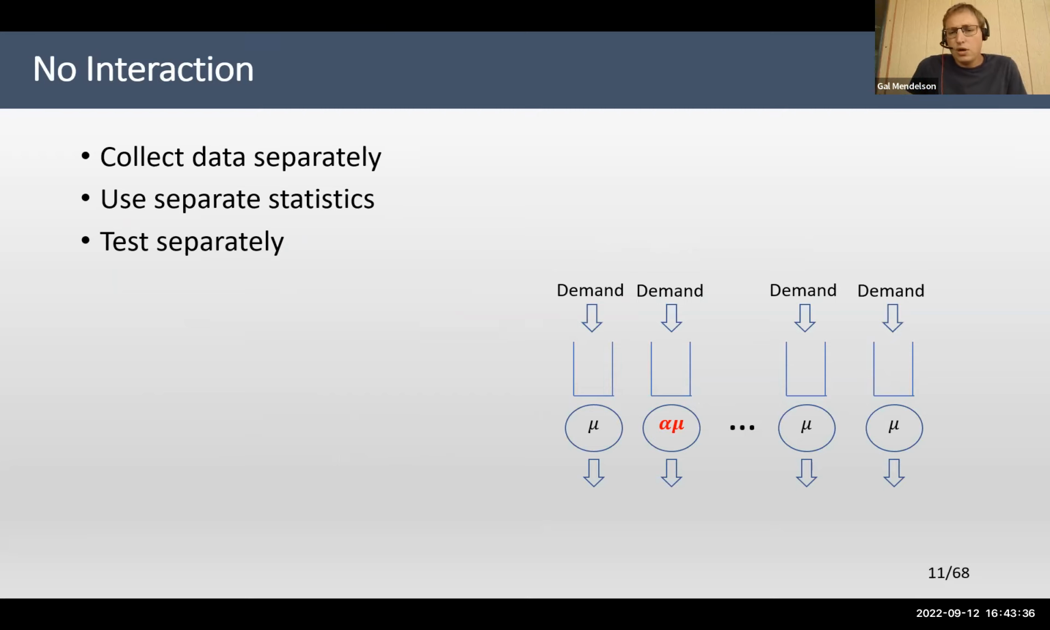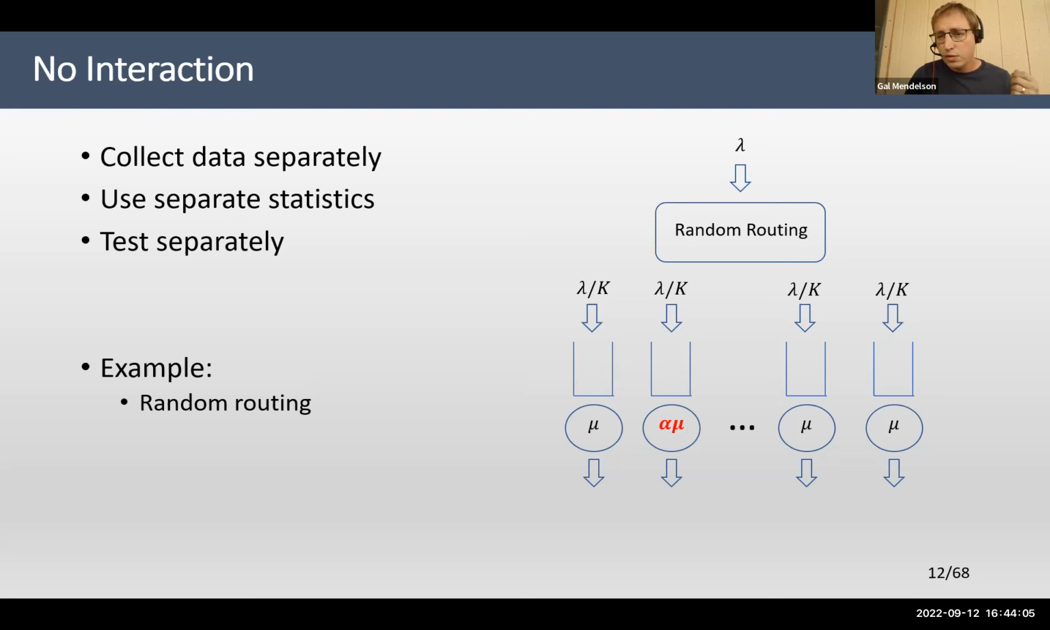If we had several servers, each one independently has a demand that's independent from the other servers, and these queues are simply unrelated to one another, then we will just collect data separately. We would use separate statistics, and we would test separately, and this might work well. An example in our setting where this occurs is where the control is random routing.